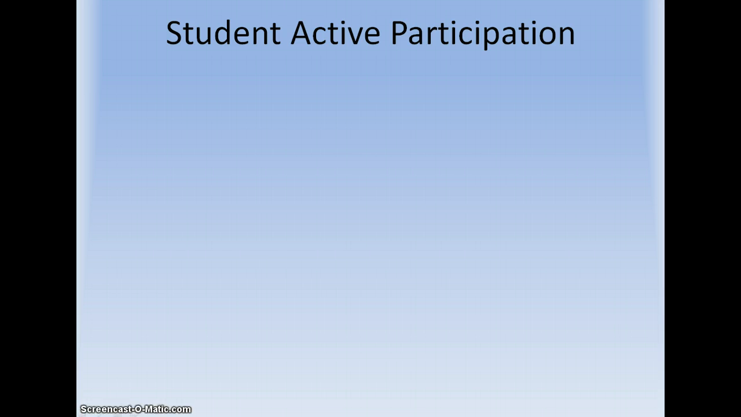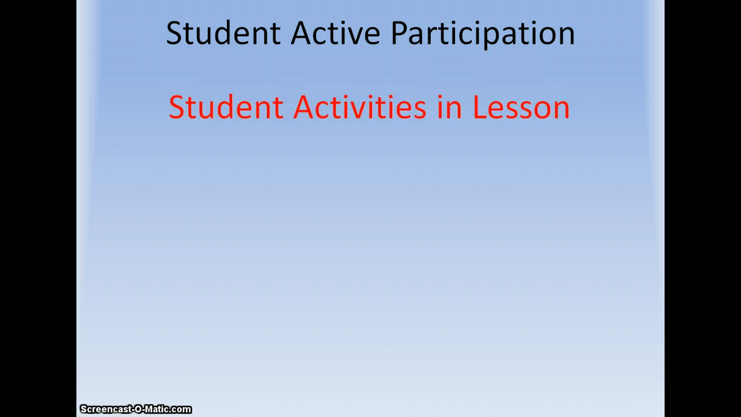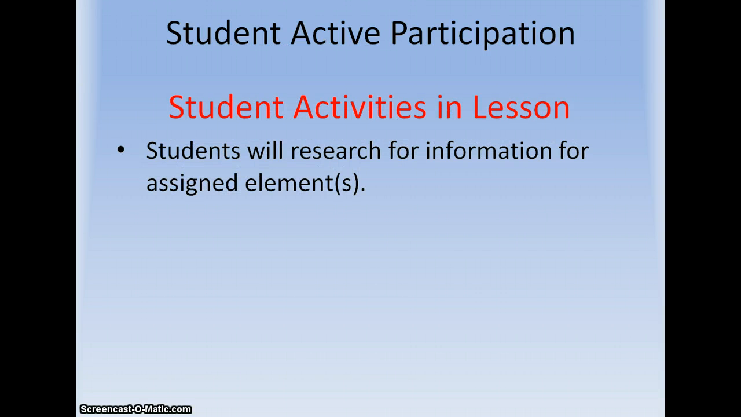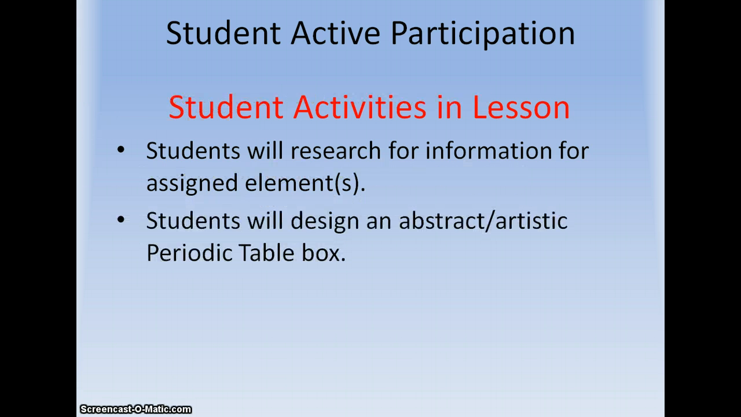Student active participation. Basically, in this lesson, students will research the information for the assigned elements. I don't let them pick, because if I do, I'll get 5 or 6 or 12 or 50 oxygen cards. So what I do is I take a periodic table and I cut it up and I just randomly assign them. From there, the students themselves have to come up with some sort of abstract design. Again, they cannot have elemental symbols or elemental atomic numbers or anything like that to represent the elements. Whatever they come up with has to be something that has to do with the background that they found.